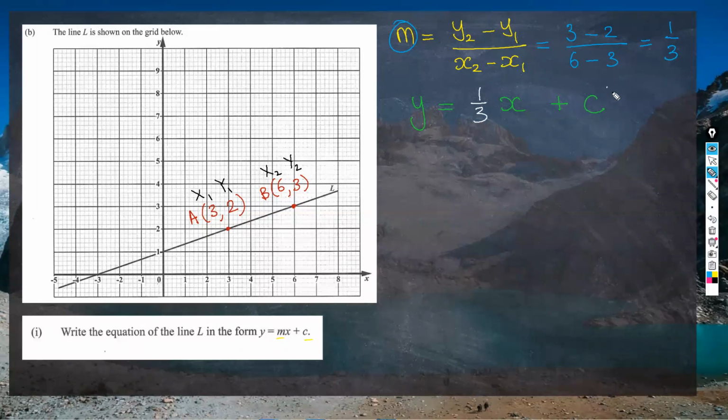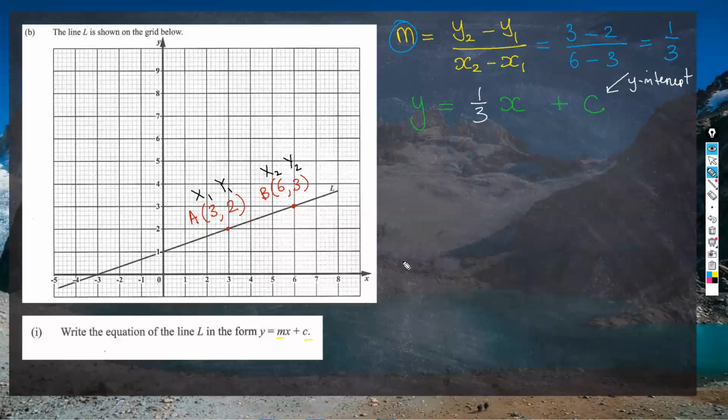Now to find c, there are 2 ways we can find c today, right? There are 2 ways. C is your y-intercept. Couldn't we just watch the graph and figure out the y-intercept? The y-intercept is where the graph slices the y-axis. So immediately, without any further calculation, we know the y-intercept is 1, or the c value is 1.